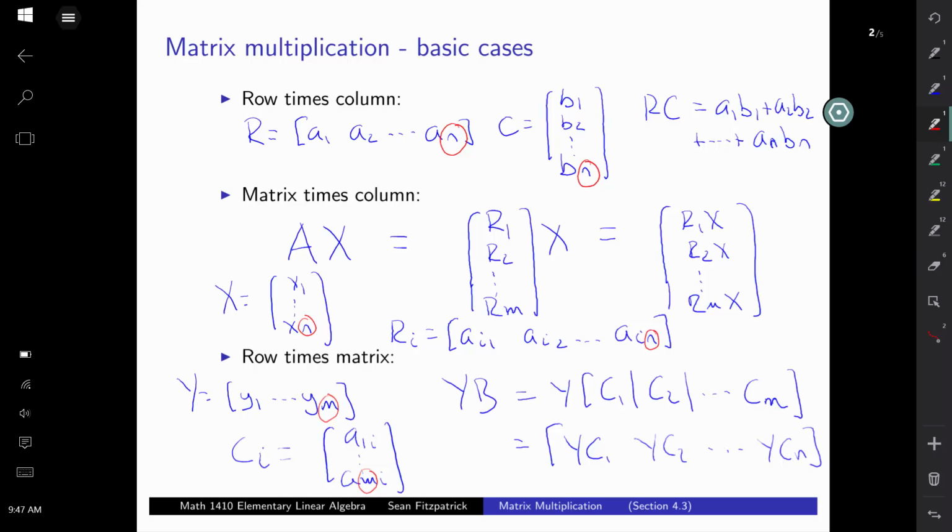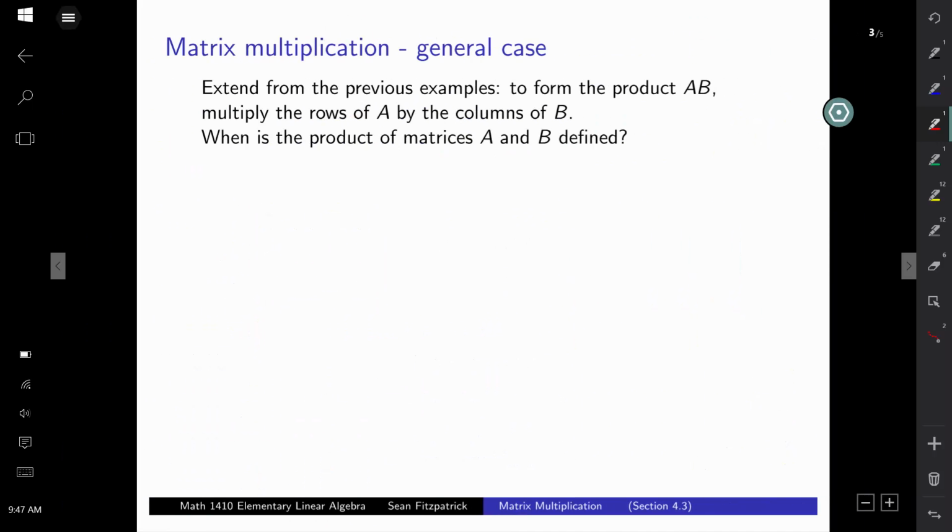Okay, so we want to put these together now. If I want to form a general matrix product A times B, I will think of the matrix A as being composed of rows, I will think of the matrix B as being composed of columns, and I will do each row from A multiplied by each column from B. Okay, so if I want to do A times B, and A is going to be, let's say, an M by N matrix, and B is going to be, well, for now, let's say maybe it's a K by L matrix, okay? K by L.